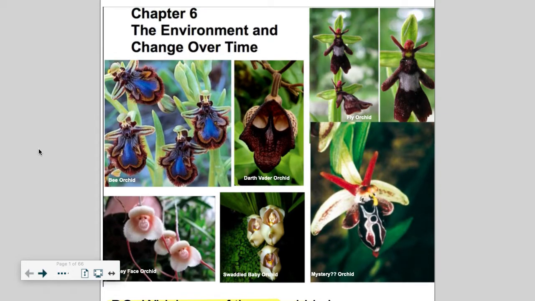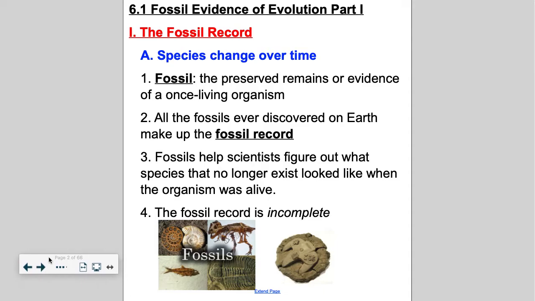Okay. So, chapter 6 is titled The Environment and Change Over Time. These orchids look the way they do because it helps them thrive in their environment in some way. So, if you could, in Google Classroom, open up your chapter 6 active notes.